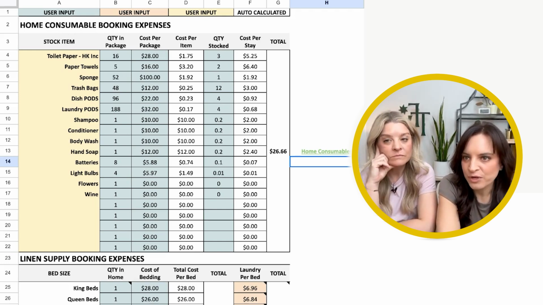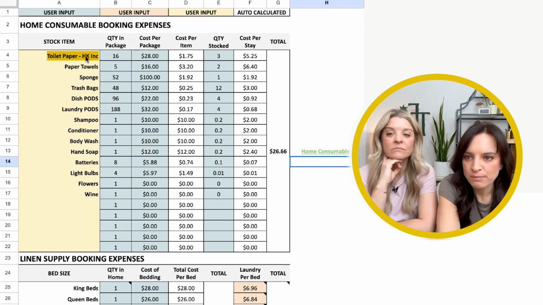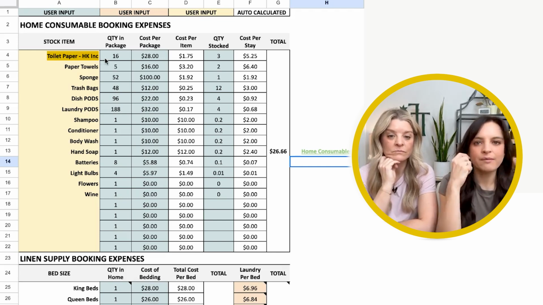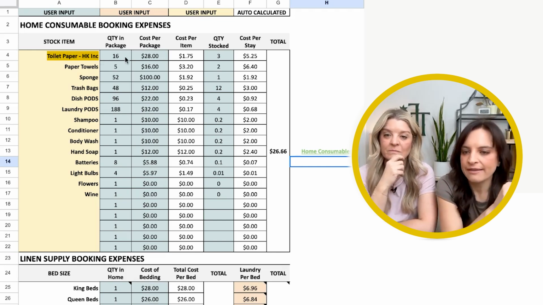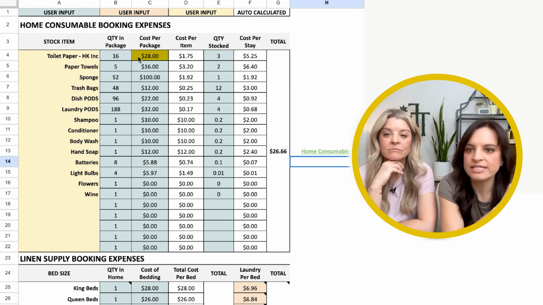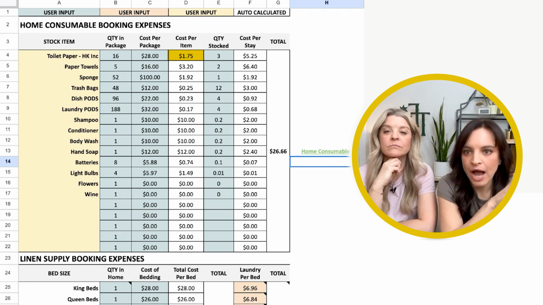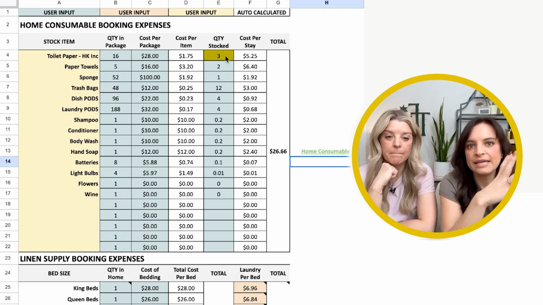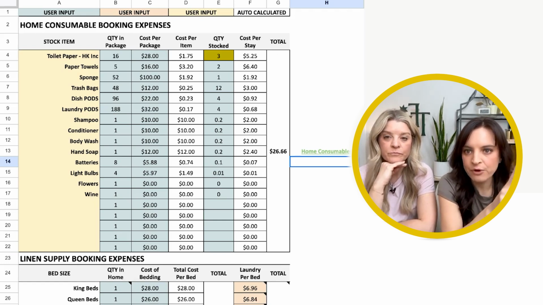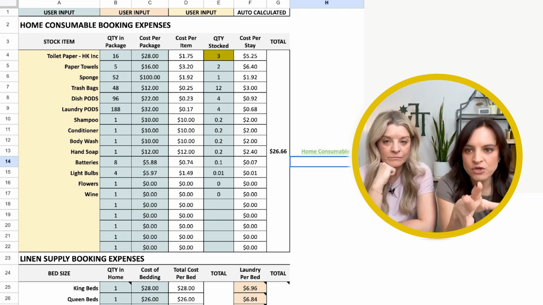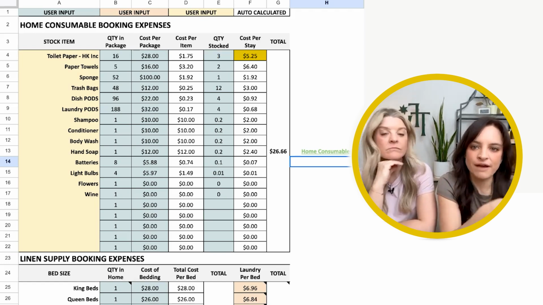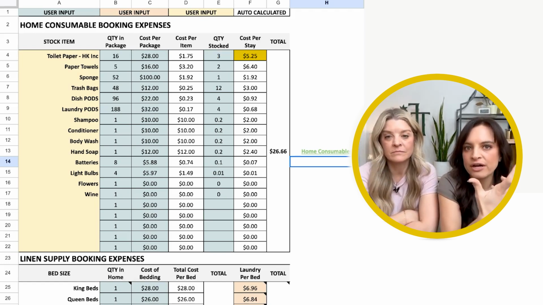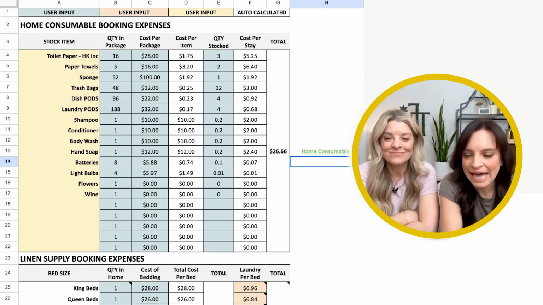So here are the home consumable booking expenses like we talked about and examples of stocked items over here at this 123 Main Street, USA. Toilet paper. You can get a package of 16 rolls of toilet paper and that cost me $28 to purchase. So it's $1.75 per roll of toilet paper. I put 3 in this unit. There's 1 bathroom. So if I put 3 in that unit, 3 times $1.75 is $5.25 per stay. Now, again, like we said, the guests might not use all 3 rolls. I get that. This is like a general idea here.